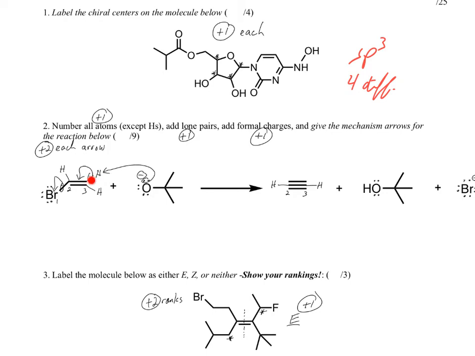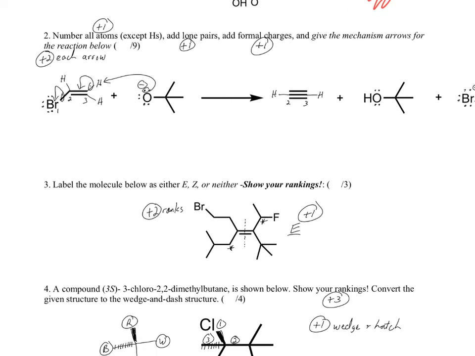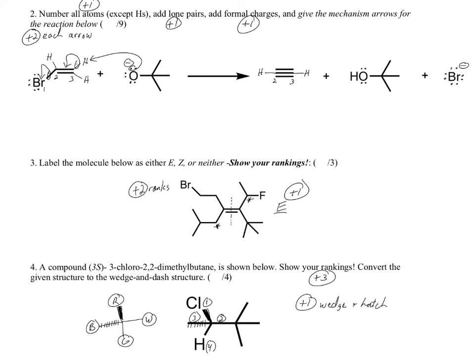These 2 electrons are going to move to between 2 and 3. That's going to form a new pi bond. And at the same time, the carbon-bromine sigma bond is going to break, and those 2 electrons are going to go to the bromine to give the product. Plus 2 for each arrow as well. Most folks did well in this one, even though I have it labeled incorrectly.